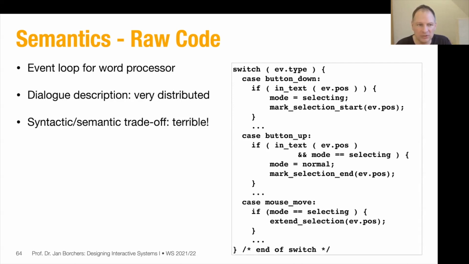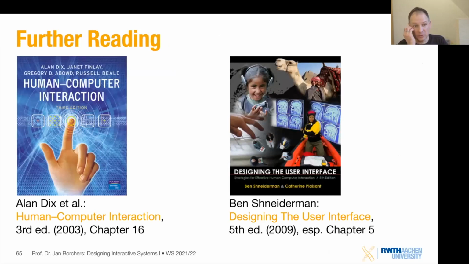This is why raw code is not the best way to express dialogue logic, right? It merges the dialogue into the business logic of your application, and it is not the best language to express yourself in, and makes it hard to discuss these things with your design team, with users, with clients, and even with your development team. Now, if you want to learn more about these topics in general, I would recommend Dix's chapter 16 and Ben Schneiderman's chapter 5, because he was talking about these various user languages that were extensions of grammars.